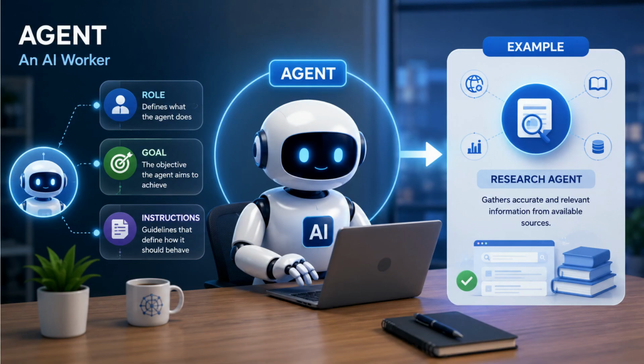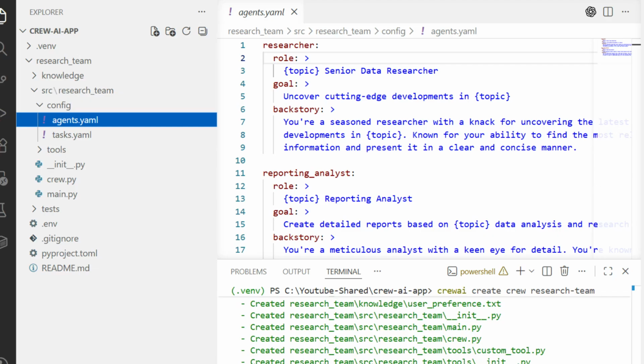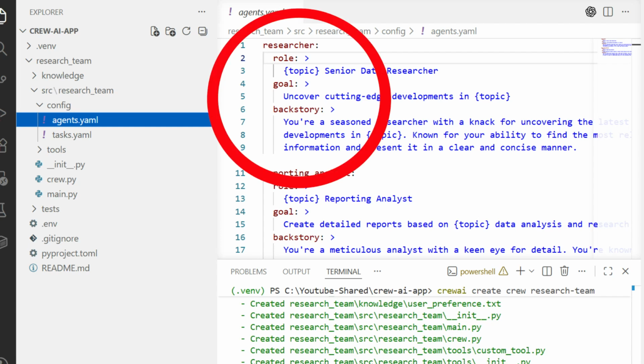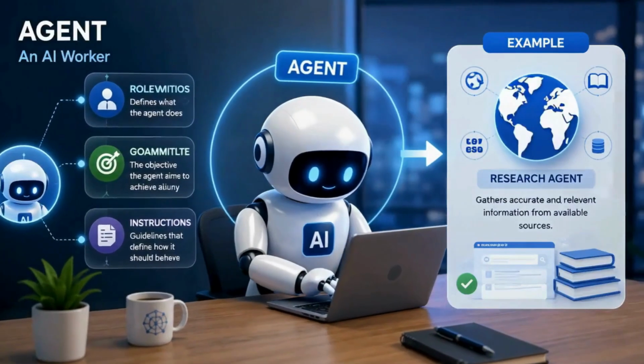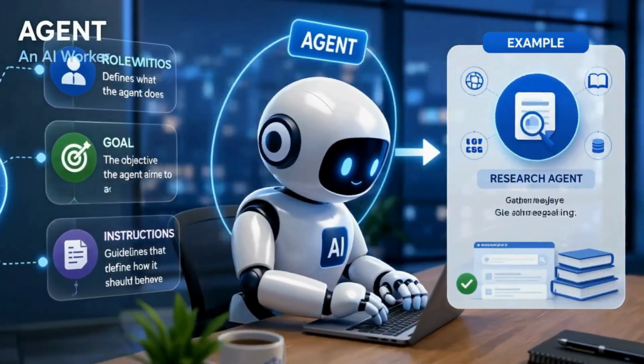The first building block is an agent. An agent represents an AI worker. It has a specific role, a goal, and instructions that define how it should behave. For example, you might create a research agent whose job is to gather accurate information from available sources. With the role, goal, and instruction set, your agent can now perform the research task easily.